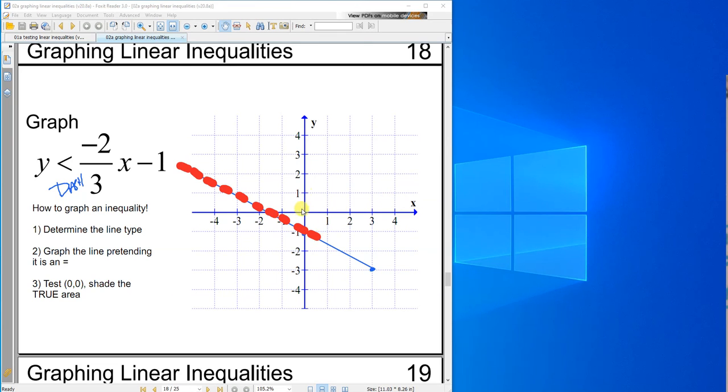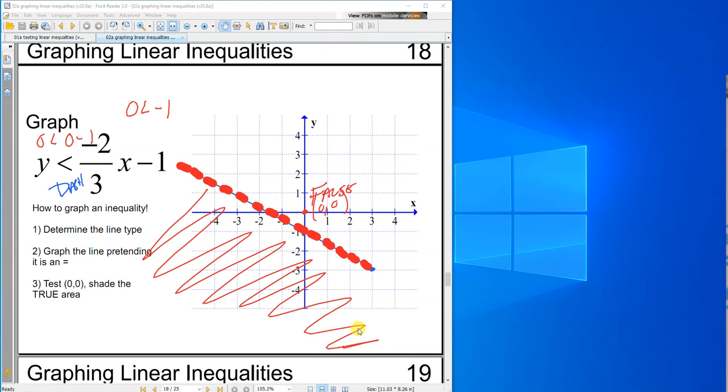Okay, it's a dashed line. Cool. Now we have to test 0, 0. So let's test 0, 0 and see if it's true or false. 0, 0, okay. 0 is less than 0 minus 1. 0 is less than -1. This is false. This point is false, which means I need to shade on the other side of it, which means this is the true area.